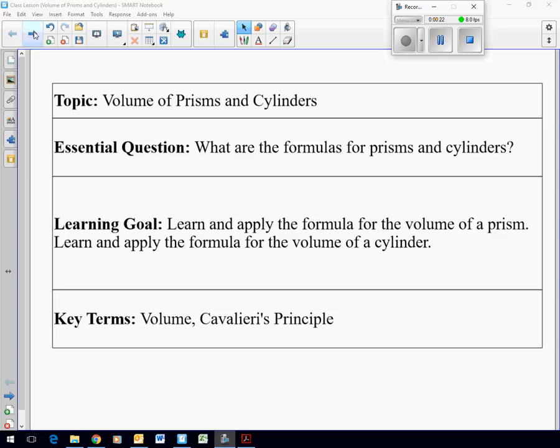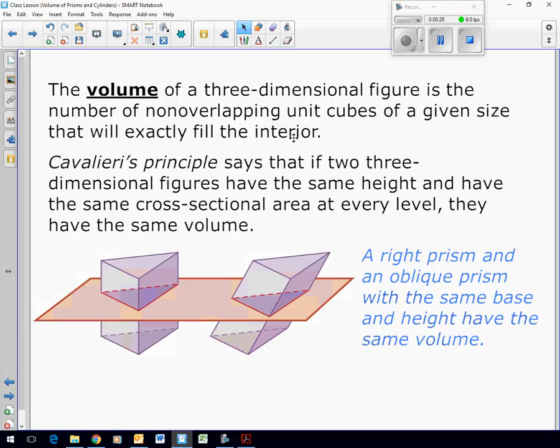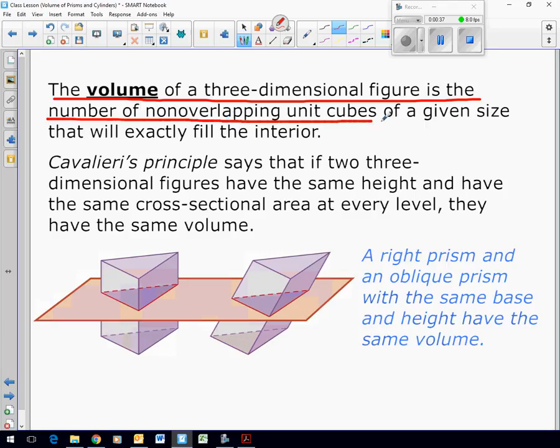First up, the volume of a three-dimensional figure. Here's what you need to write down. The volume of a three-dimensional figure is the number of non-overlapping unit cubes of a given size that will exactly fill the interior. That's the only part you need to write down. Now, we'll talk about Cavalieri's principle in just a little bit.